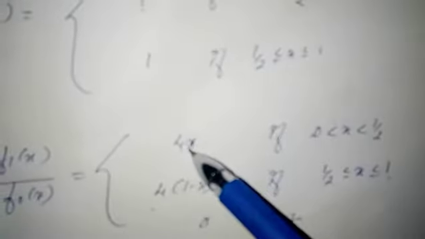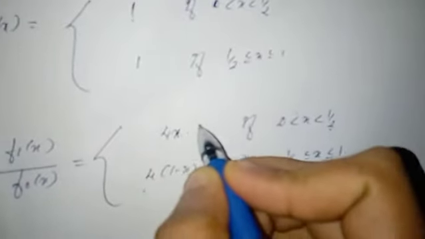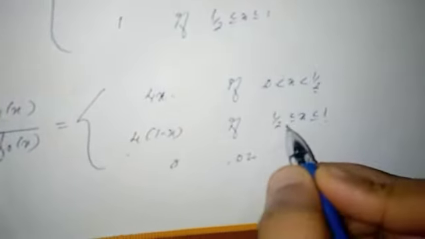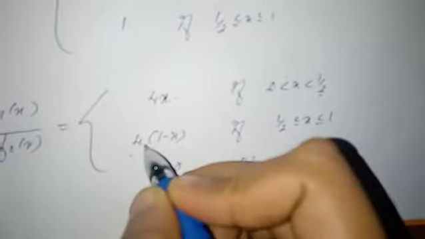4x, right? If x takes the value 0 to 1 by 2, then the ratio is 4x, right? If x takes the value 1 by 2 to 1, then the ratio is 4 into 1 minus x, right? Here then what is the value? If x is 0, then that value is 0, right?